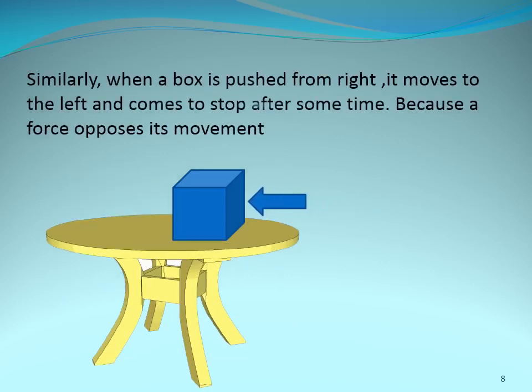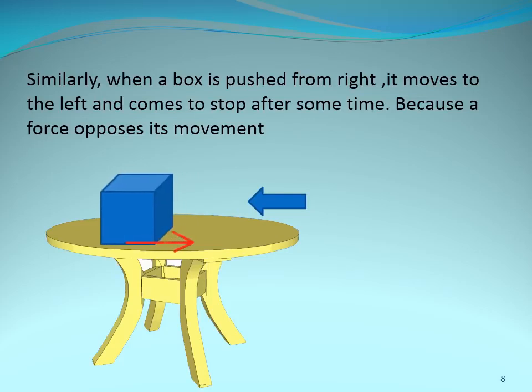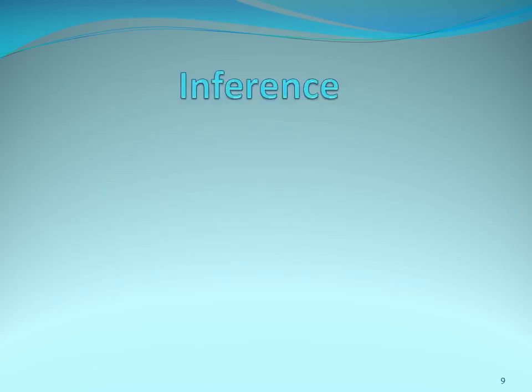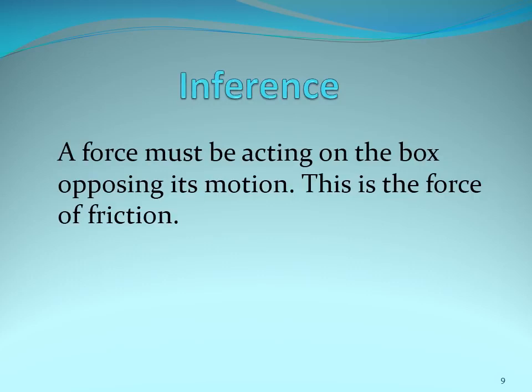Similarly, push the box from the right. It moves towards left and comes to stop after some time. Here also there must be a force acting on the box which opposes its movement to the left. Analyzing all these examples and experiments, we can come to the conclusion that a force must be acting on the box opposing its motion. This is the force of friction.